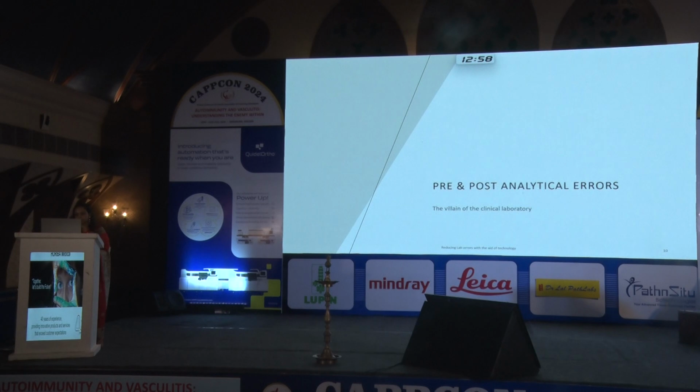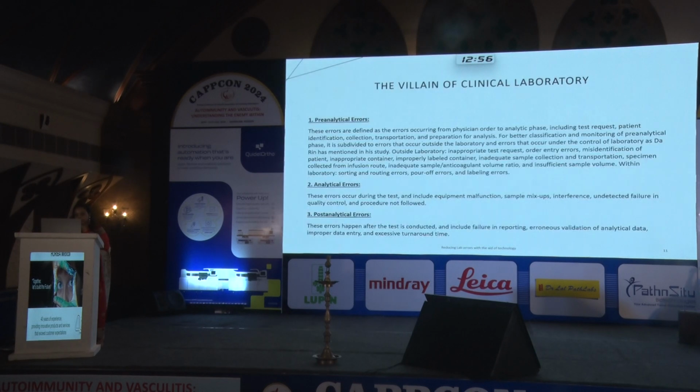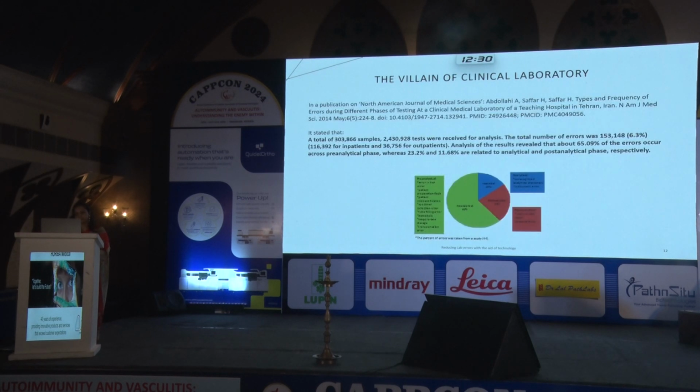So what are the pre- and post-analytical errors? The villains in the clinical laboratory that can affect the results are broadly classified into 3 categories, as we all know: pre-analytical errors, analytical errors, and post-analytical errors. So pre-analytical errors, again, as we all know, are the errors that can occur from the time of sample collection till the analysis. Analytical errors are the errors that occur during the test procedure, and post-analytical errors are obviously errors occurring after the test has been performed.